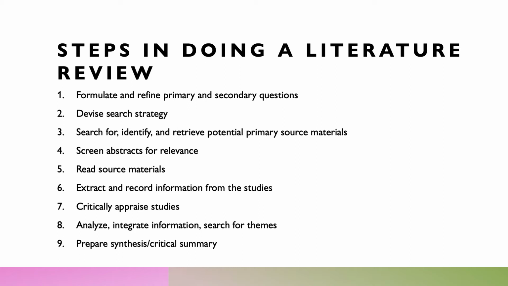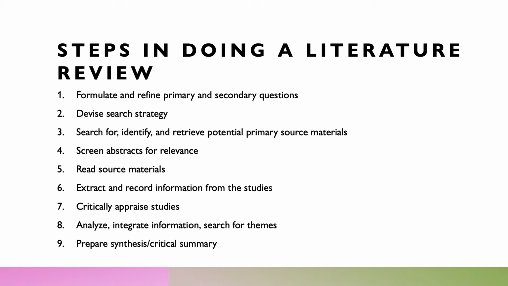You want to search for, identify, and retrieve potential primary source materials. And to do that, there are words that you can use that will help you get research, such as saying quantitative research or qualitative research, which usually will get you research articles. But another thing you want to do to retrieve primary source material is make sure you're using a trusted database like CINAHL or PubMed or Web of Science.